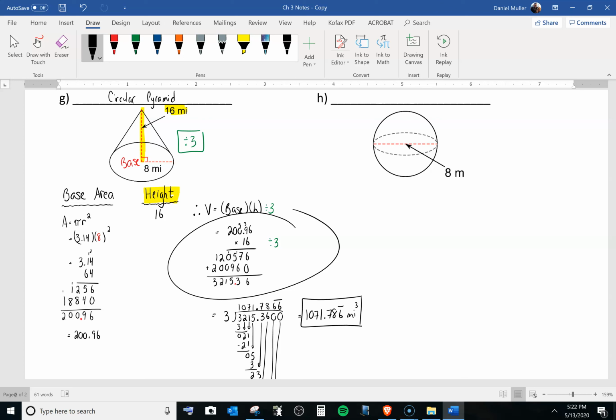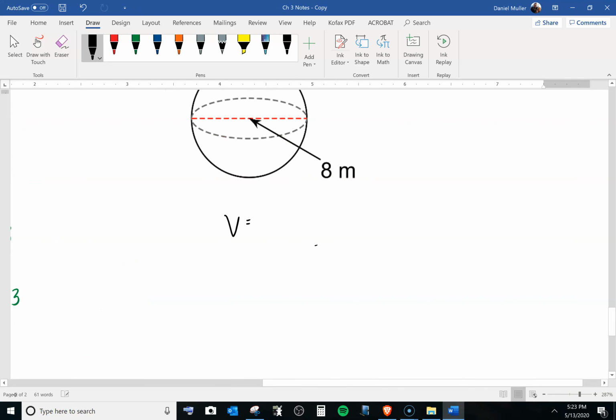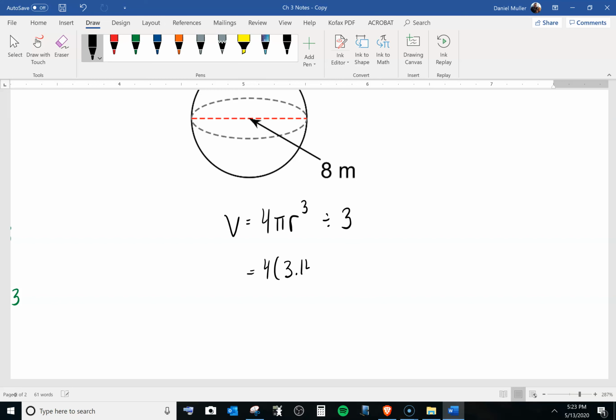But that is a pretty accurate volume that we've calculated, and it was all done without a calculator. Now, this last one is actually very simple in that there's only one thing to do, and you just have to know the formula. So the formula is 4 pi radius cubed, and then once you're done, divide it by 3. So you're going to have 4 times 3.14.